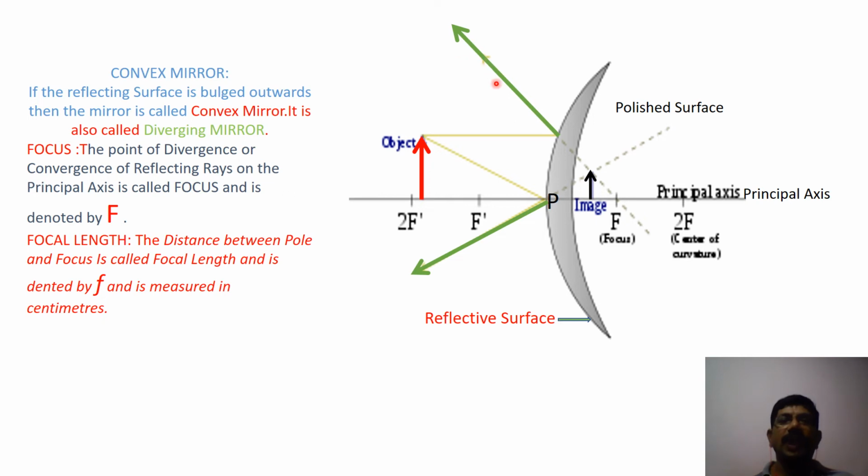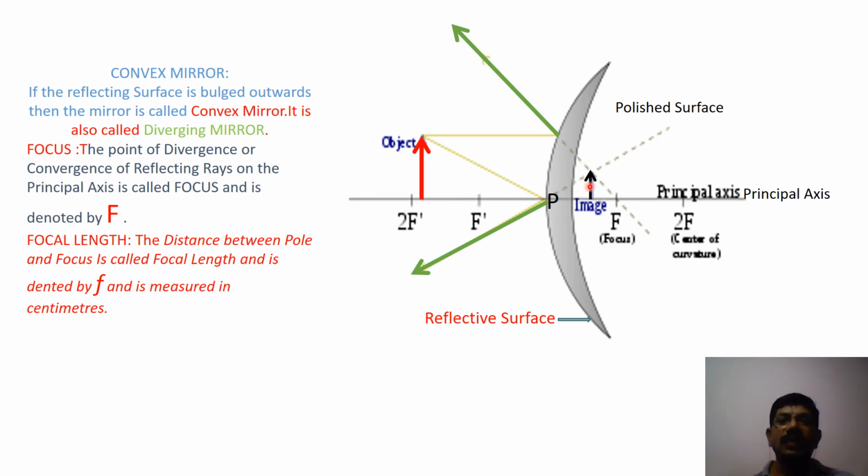Diverging. Why? After reflection, the light rays diverge. They diverge means they move away. They won't meet. The reflected rays won't meet in the case of a convex mirror. Then how do you get the image? You will get the image by extending the reflected rays in the backward direction. So here the image of this object is formed on the principal axis on the other side of the convex mirror.